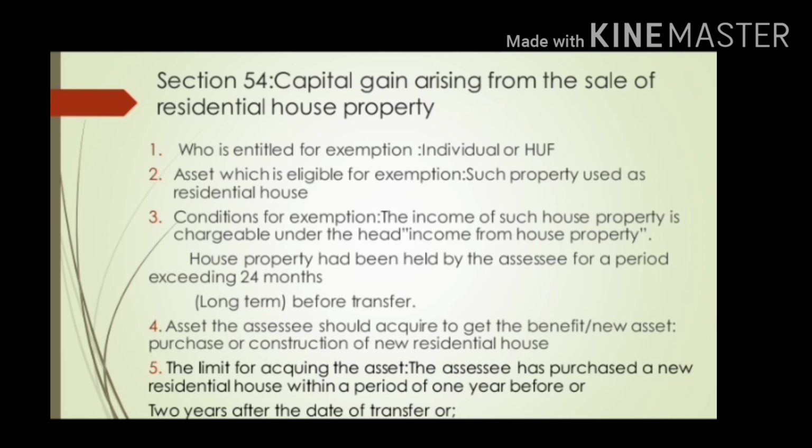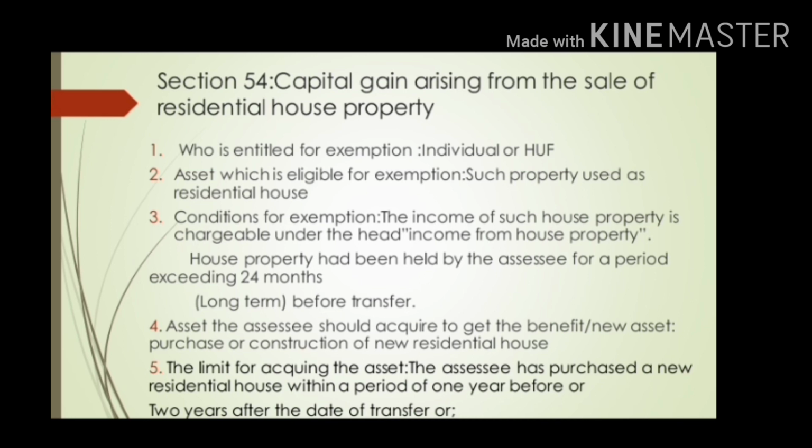The first one is section 54, capital gain arising from the sale of residential house property. This is the exemption from capital gains arising from the sale of residential house property, and it is applicable to an individual or HUF, and to the asset which is eligible for exemption.